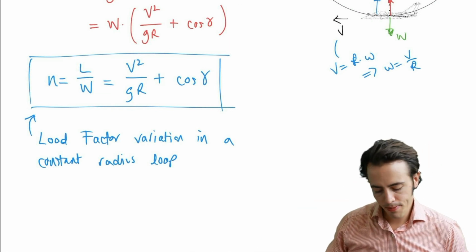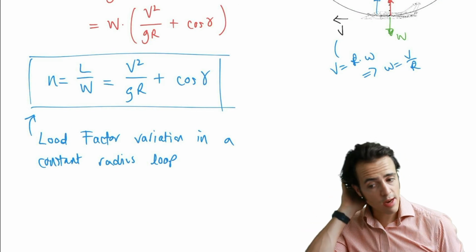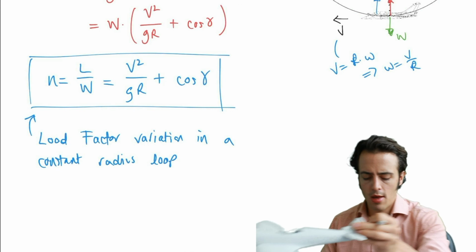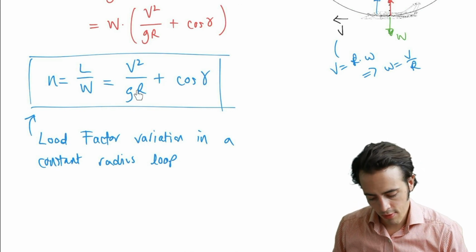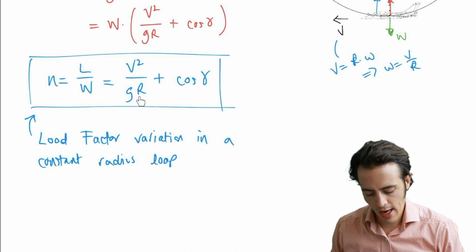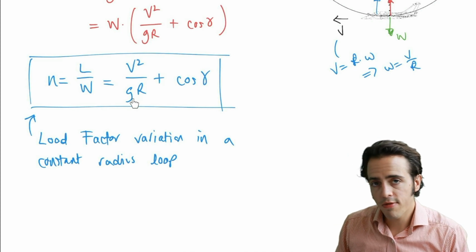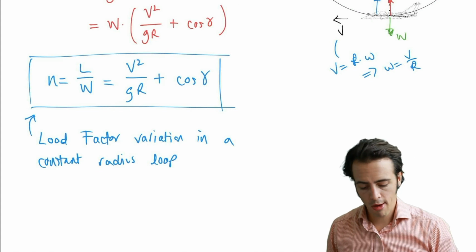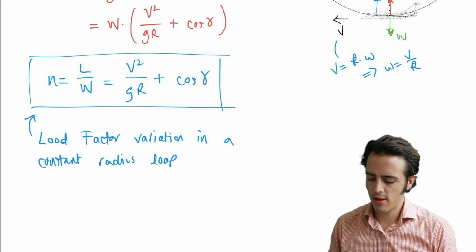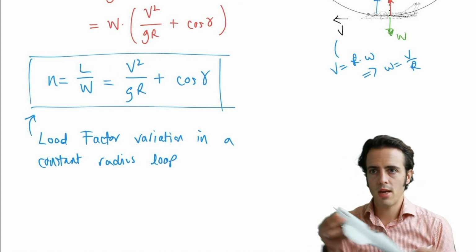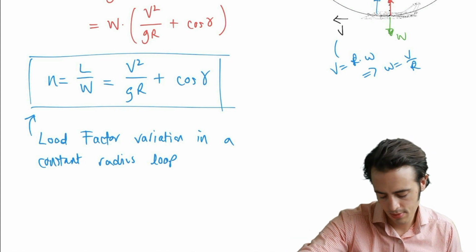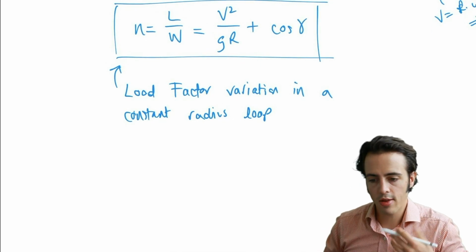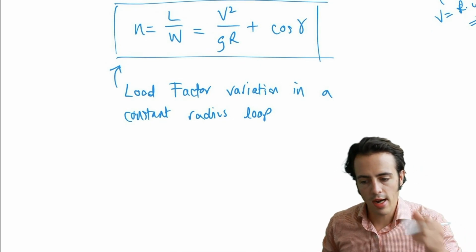From this and the definition of the load factor that we have previously, we can define the minimum radius. So we can see here that the radius, if we were to rearrange for the radius, is going to be inversely proportional to the load factor. So the maximum value of the load factor, in combination with the flight speed, is going to give us the minimum turn radius. So let's rearrange this for the radius.